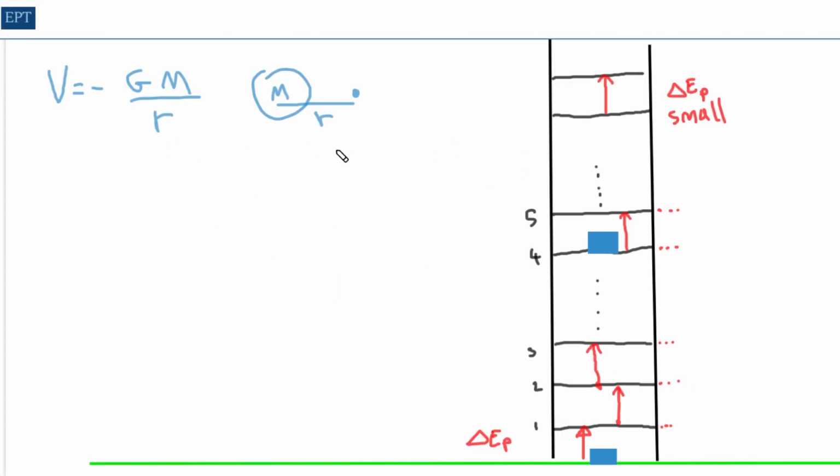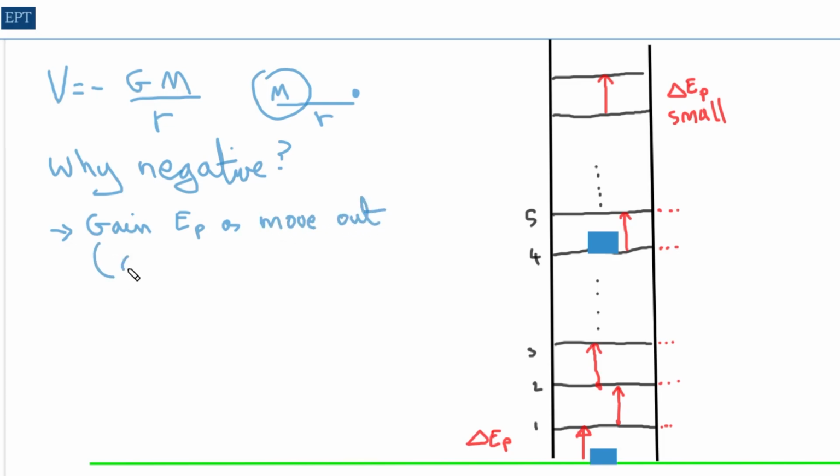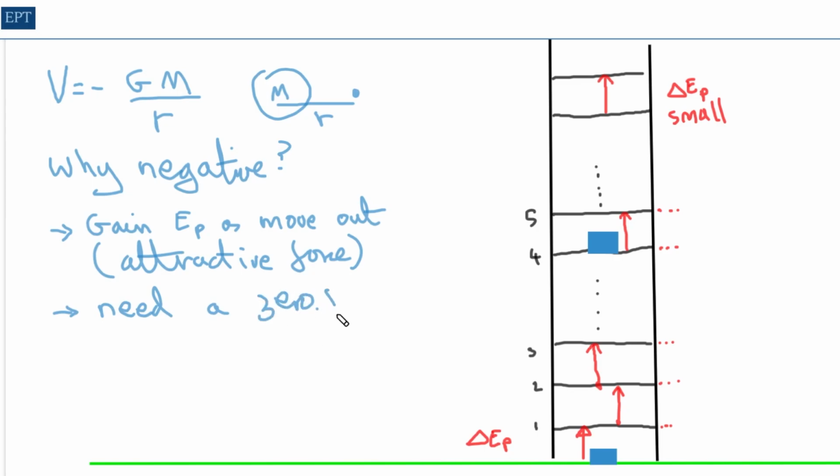The question remains, though, why is this potential negative, considering that it's gaining energy? Well, there are two steps to understand this. The first one is that, as we have said several times, we are gaining potential energy as we go up our ladder. It's becoming bigger. This is because we are pushing against an attractive force, so we're having to do work. But that doesn't explain why it's negative. The negative comes from the fact that we need a place where we can say that the potential energy is zero. And by convention, that place is defined as being at infinity. And if it's 0 joules at r equals infinity, and it's getting bigger as it approaches infinity, it must be negative.